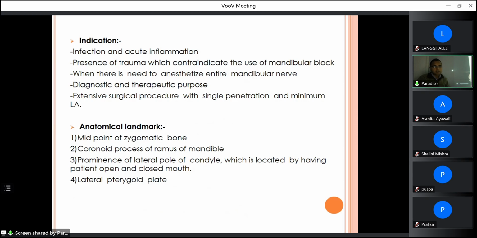Indications are infection and acute inflammation, presence of trauma, which contraindicate the use of mandibular block, where there is need to anesthetize the entire mandibular nerve, diagnostic and therapeutic purpose, and extensive surgical procedure with single penetration and minimum local anesthesia. Anatomical landmarks are the midpoint of the zygomatic bone, coronoid process of the ramus of the mandible, prominence of the lateral pole of the condyle, which is located by having the patient open and close the mouth, and the lateral pterygoid plate.